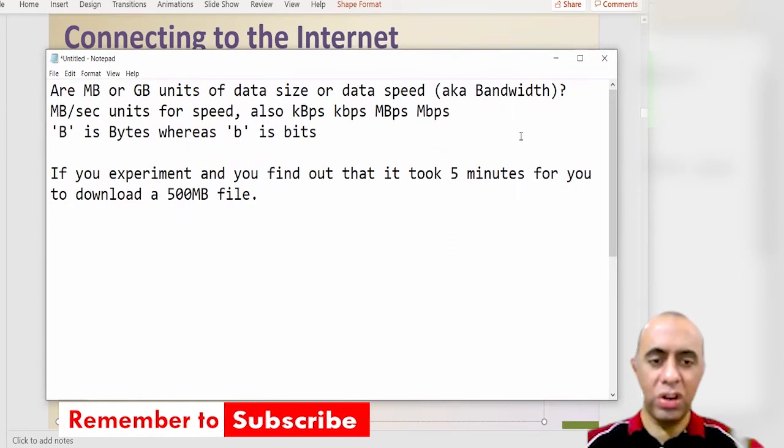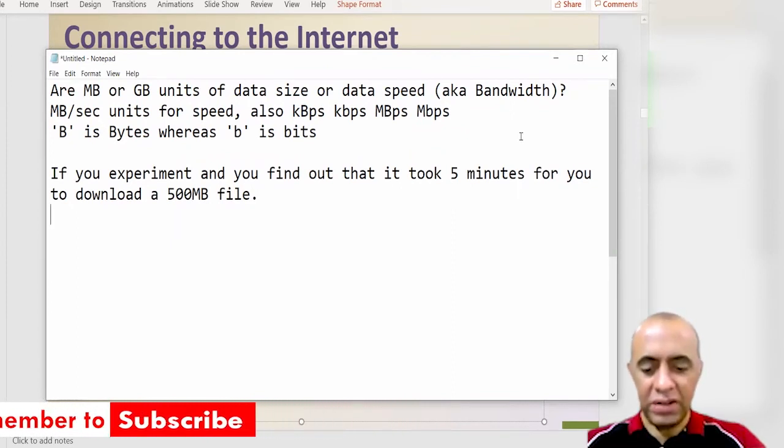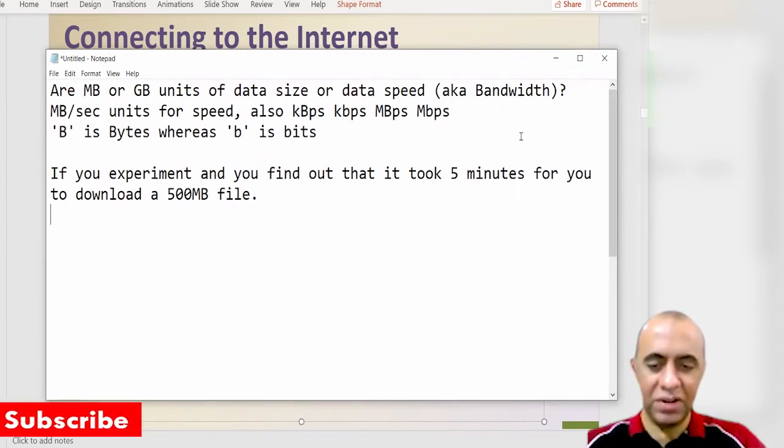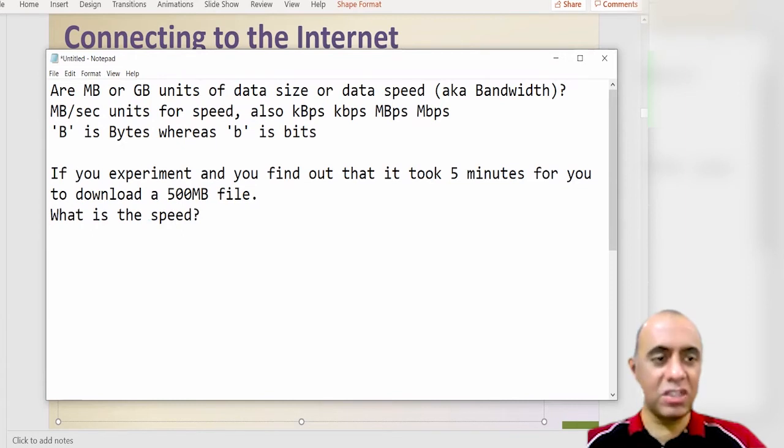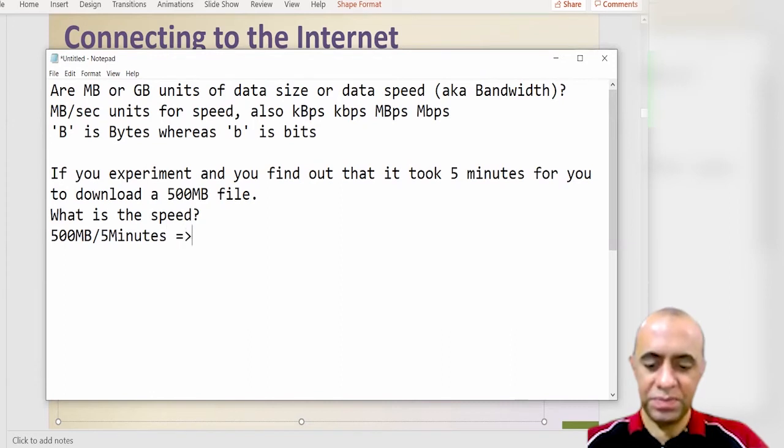So how would you find out what speed you have, the download speed? What is the speed? That is a question you could be asking yourself. What is the speed of my network? So what will you do? You will simply divide 500 megabytes by 5 minutes, right? So you will say that the speed is 100, because 500 divided by 5 is 100, and you can say that it is 100 megabytes per minute, right?